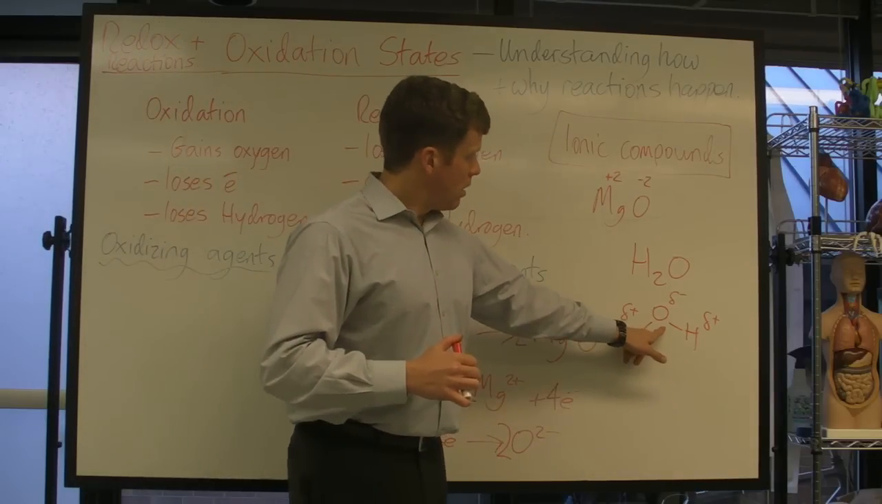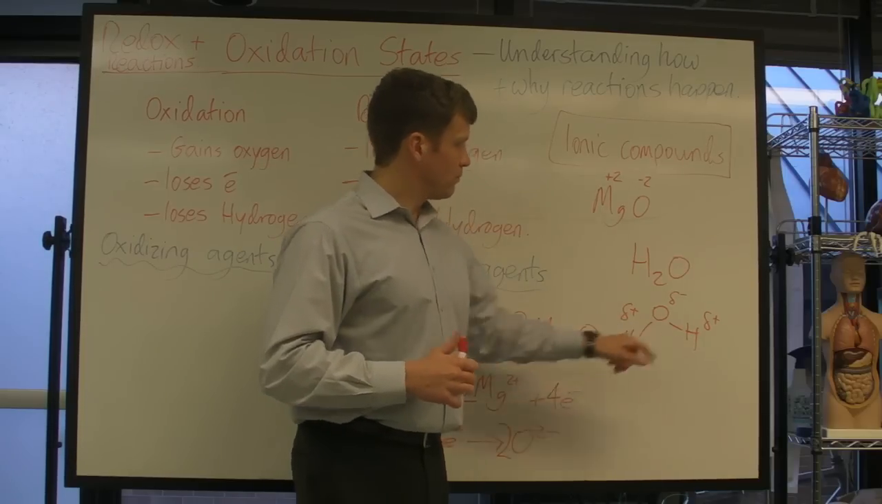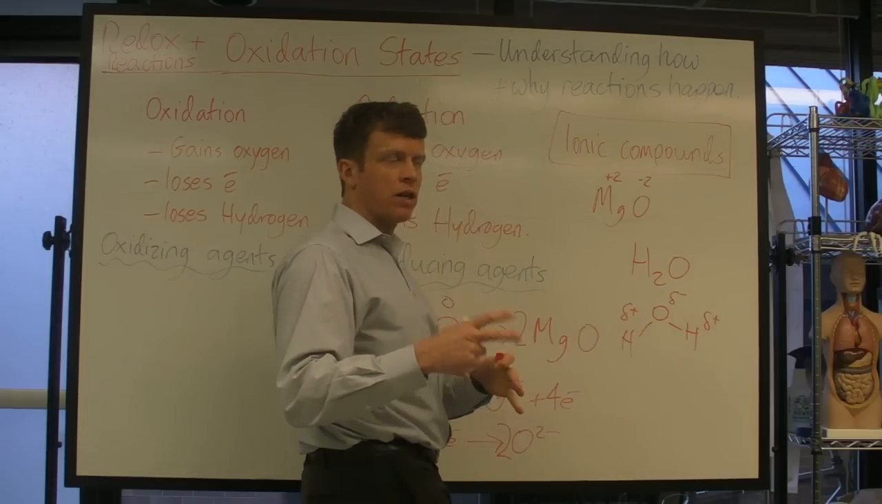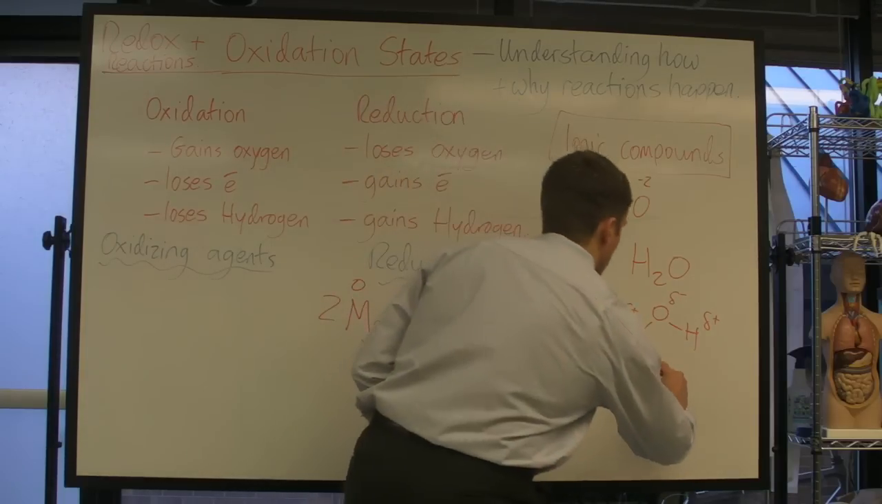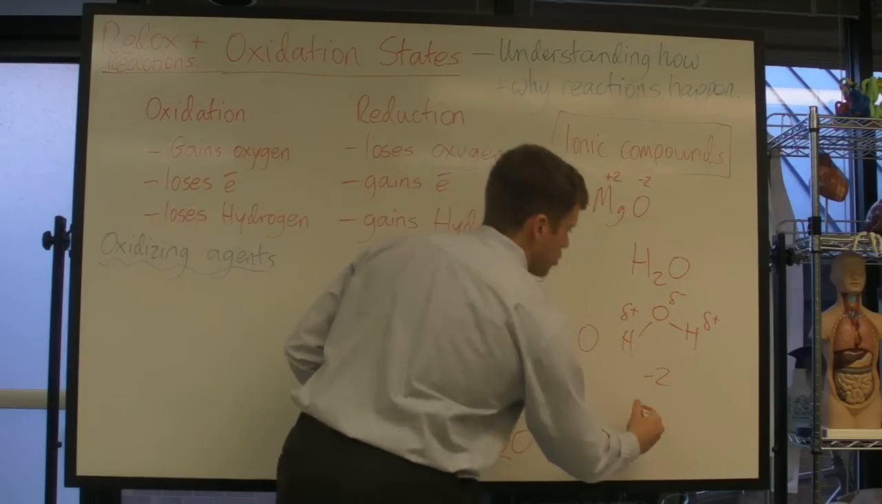So the oxygen is going to pull the electrons more this way. So that's going to have more of a negative charge, and because it has 6 valence shell electrons, its oxidation state is going to be negative 2. And then hydrogen is going to be plus 1.